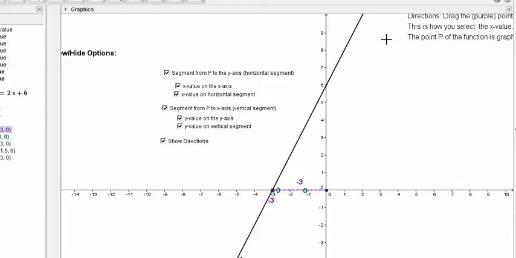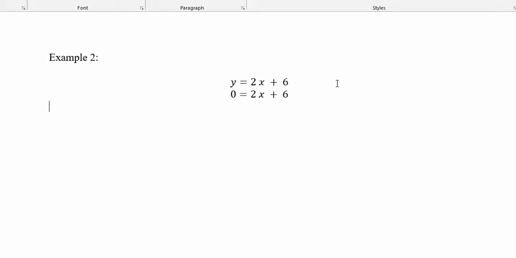And let's see how that works in the equation. If we want y to be 0, if we want the output to be 0, we get this. And then to solve this, we would subtract 6 from both sides, and then divide by 2 and get an answer of negative 3.